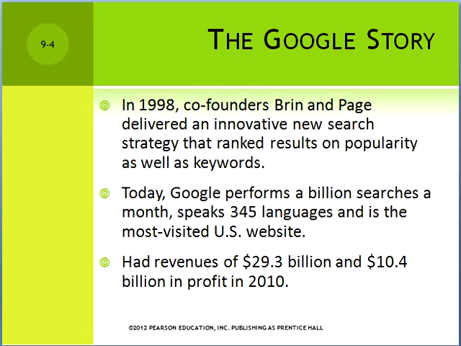This was the capability of the internet which was really not exploited before. So Google came up with really powerful ways to search the net when the customer is looking for something. If you look at today, for example, Google performs 1 billion searches a month. People perform about 1 billion searches a month all over the world. They speak 345 languages and it is the most visited website in the US especially, and we are seeing that the fame of Google is spreading all over the world.